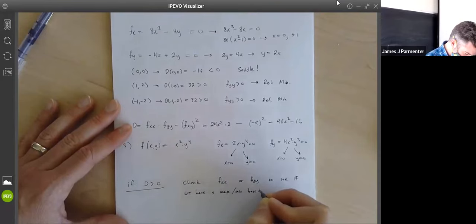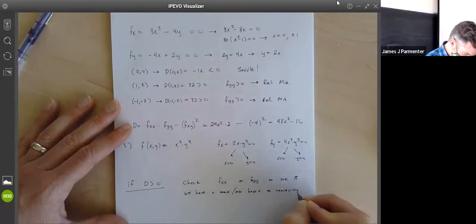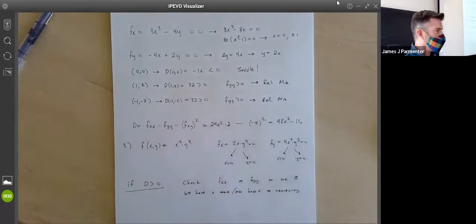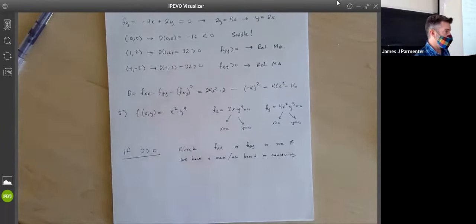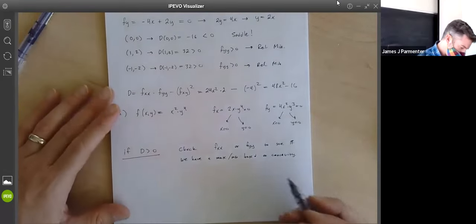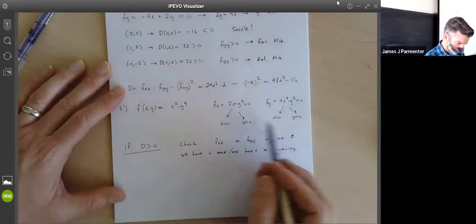I would really encourage you to remember that when you're checking f_xx or f_yy, you're asking yourself, what's the concavity of this function? If it's concave up, you have a minimum. If it's concave down, you have a maximum. Otherwise, you might think positive is max, and then get the wrong thing. So think about concavity. So here, my critical point is (0, 0).